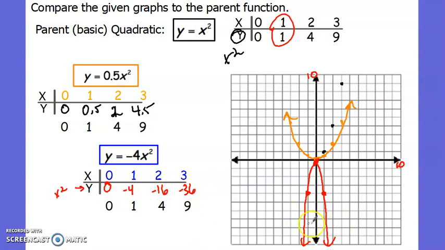But you see how narrow that graph looks because we stretched our graph. Right? First we reflected it, so it was going downwards, but then we stretched it out to where it got very narrow and very tall.